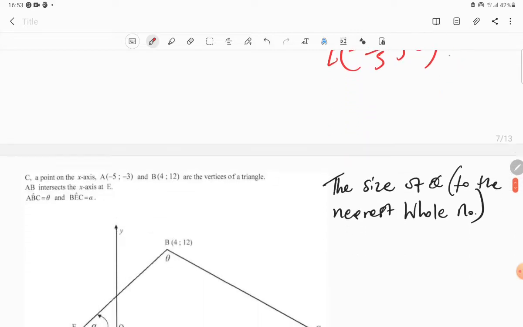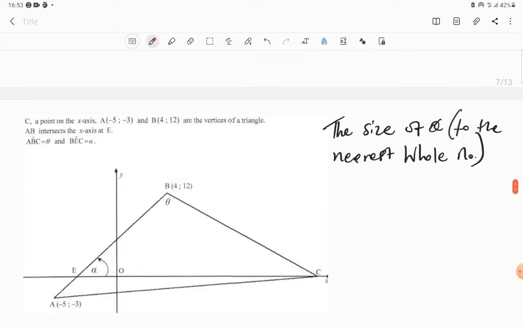Then moving forward, the situation tells us that we are to find the size of alpha. This is the size of alpha, which is of course the angle of inclination of this line.